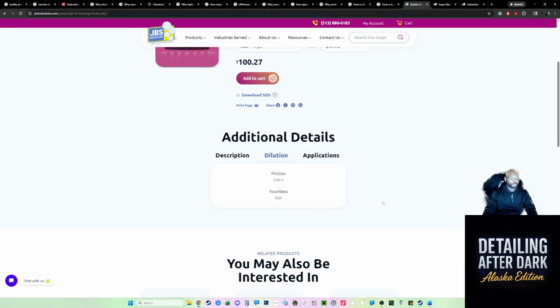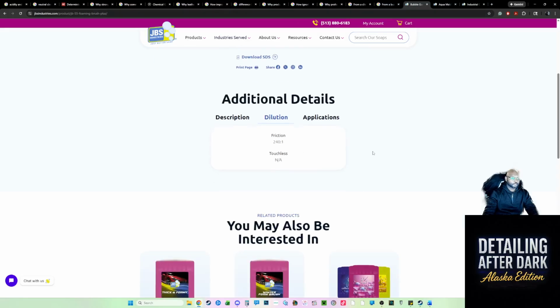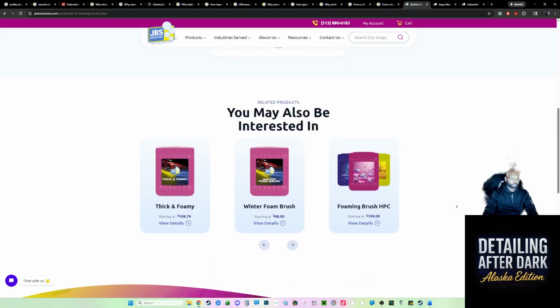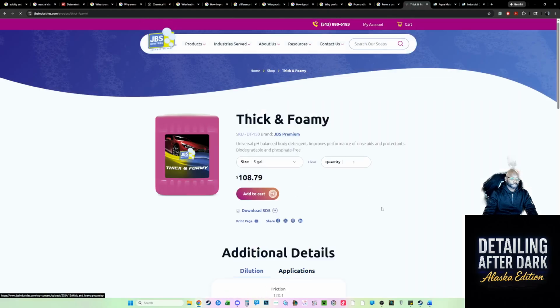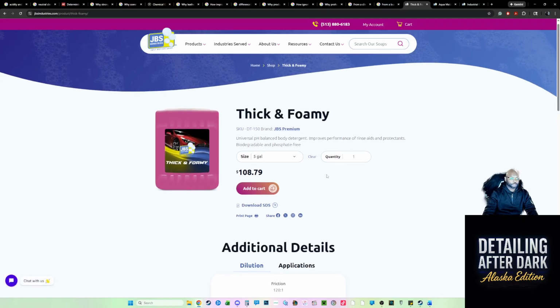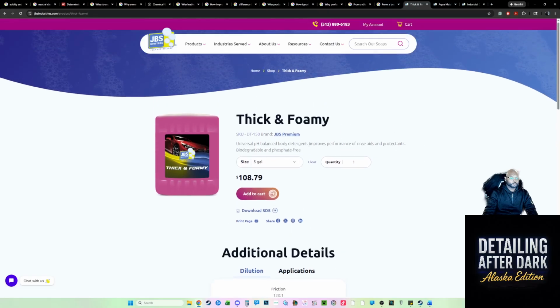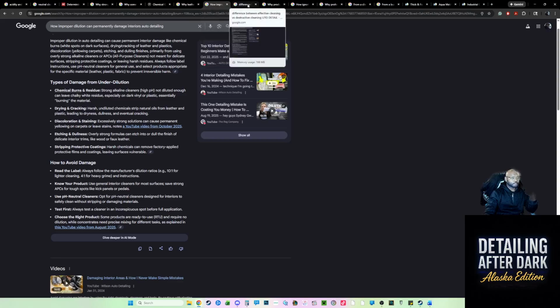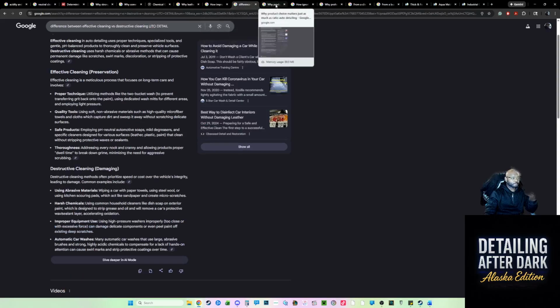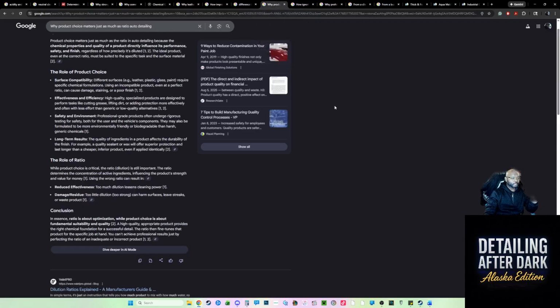Dilution, 1 to 240. So again, it looks like this is for pH balance 100. Performance of rinses and protectants. So again, it's like dilution. And right here they got an SDS sheet that actually studies the chemical. But choosing the right product.